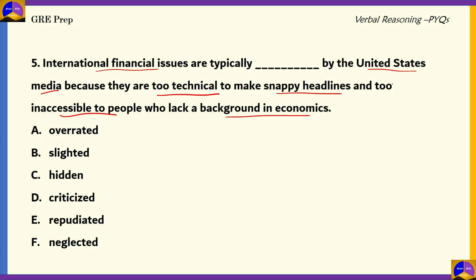So because of these issues, financial issues, say such as global inflation, etc., are usually not highlighted. So what the author says here is that financial issues internationally are not highlighted as much as other issues because of the following reasons. So the context here is to find words that mean not highlighted. So let's look at option A. Option A is overrated, which is obviously an antonym, because something that is overrated is praised more than it should.